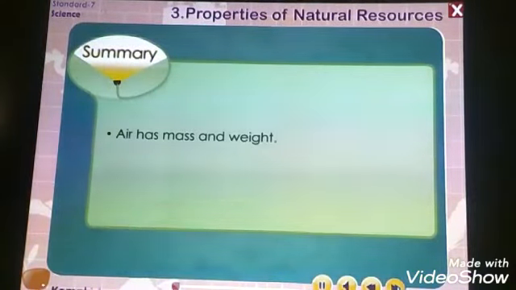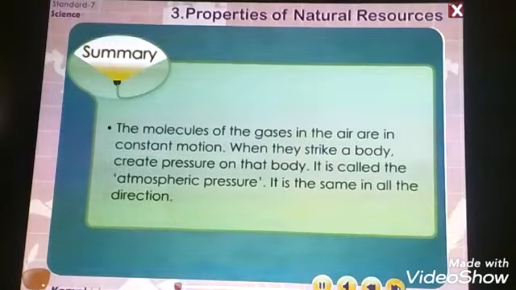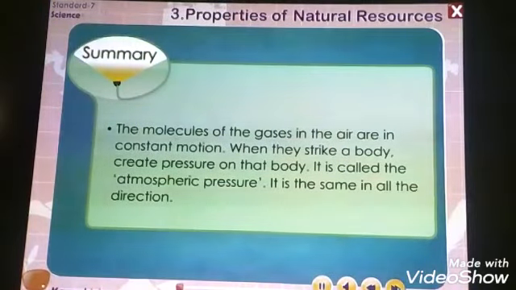Summary. Air has mass and weight. The molecules of the gases in the air are in constant motion. When they strike a body, they create pressure on that body. It is called atmospheric pressure. It is the same in all directions.